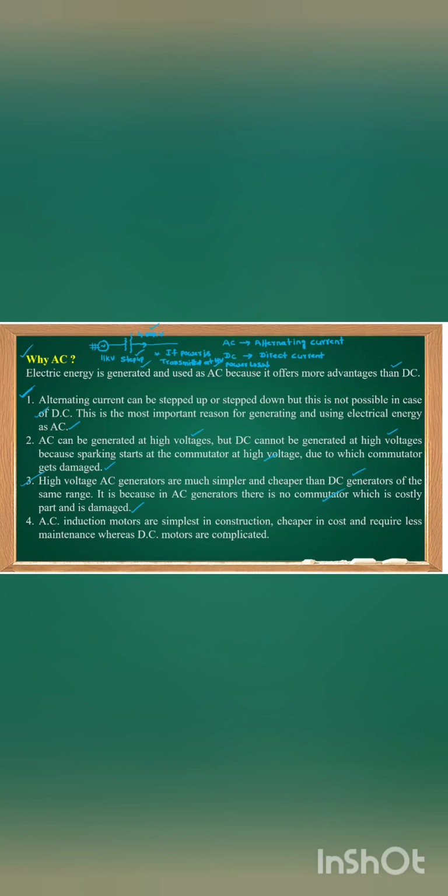AC induction motors are simplest in construction, cheaper in cost, and require less maintenance, whereas DC motors are complex. On the load side, we mostly prefer induction motors. Induction motors are driven by AC, so we want AC only. That's the reason why we are preferring AC. In the olden days we used DC motors, but nowadays in most applications, induction motors are preferable as compared to DC motors.